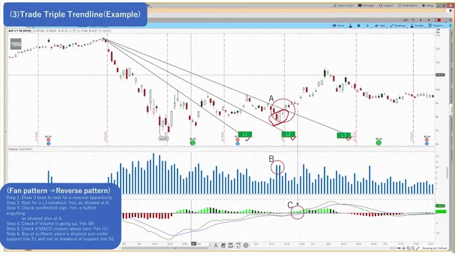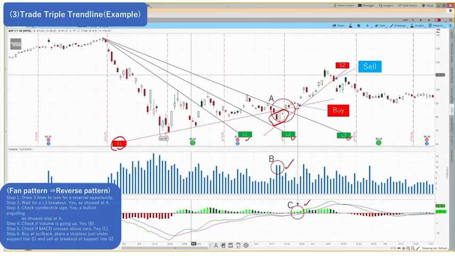And then step 4, check if volume is supporting. Yes, volume is increasing. And then check MACD. Yeah, it crosses above 0. And then we could try to find out a place to buy. So you can try to buy at this small pullback here, and then place a stop loss right under the support line of S1. And then the price is going up, and then you could find a place to close your trade by using another support line. I call it S2. So you can see here it's a breakout. The line is broken, and then I think you can close your trade right in here.